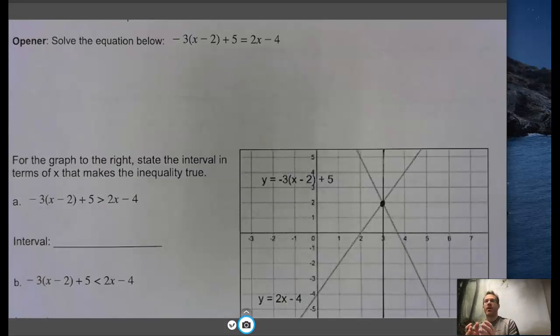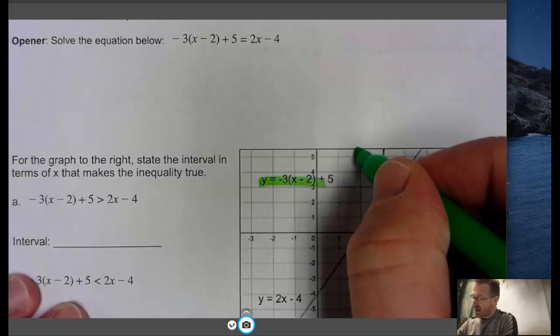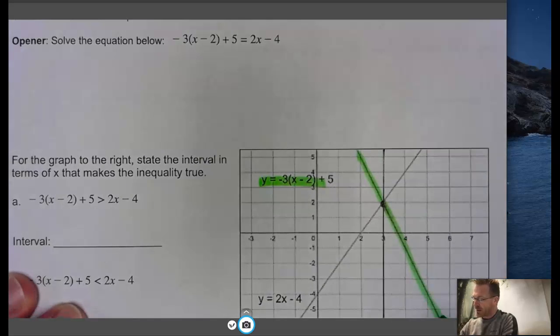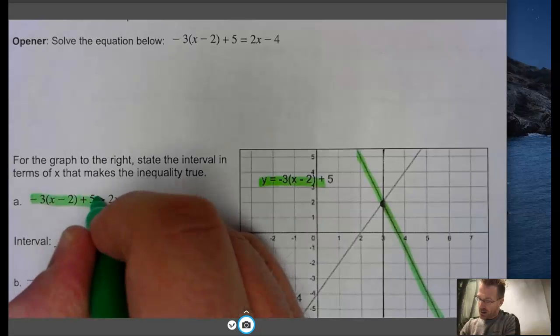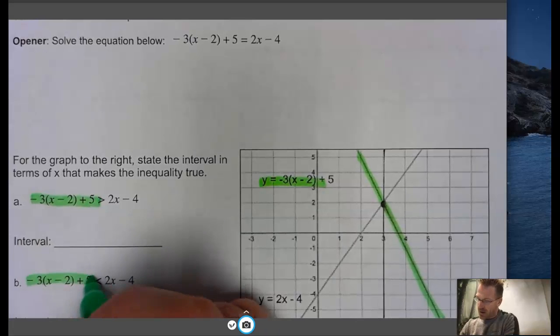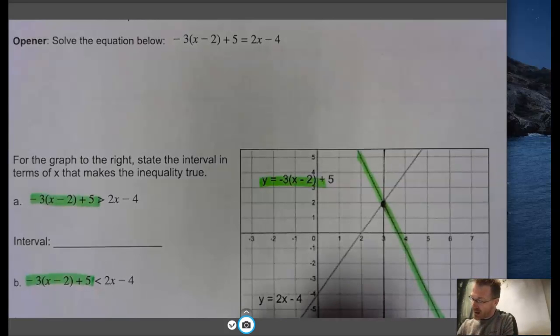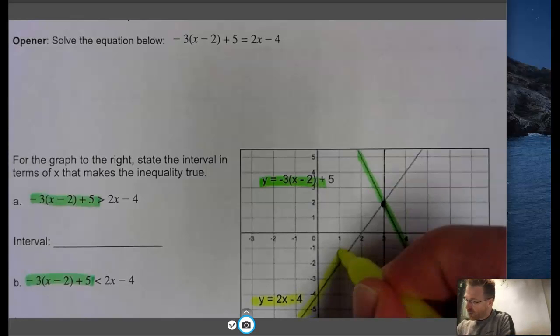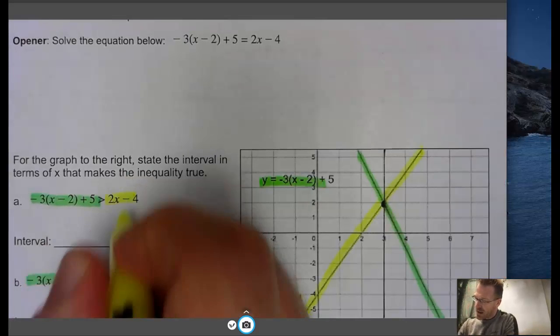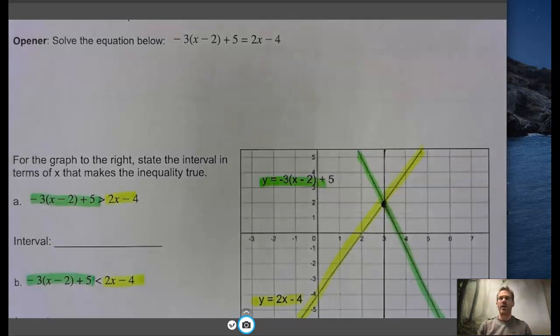Now, here's what an inequality is doing. It's not looking for where they're equal. It's looking for where one graph is greater than or above the other, or where one graph is less than or below the other. So let's look at these graphs. I'm going to highlight this line in green, and I'm going to highlight the other equation, 2x minus 4, in yellow, just to give us a visual for what we are asking.